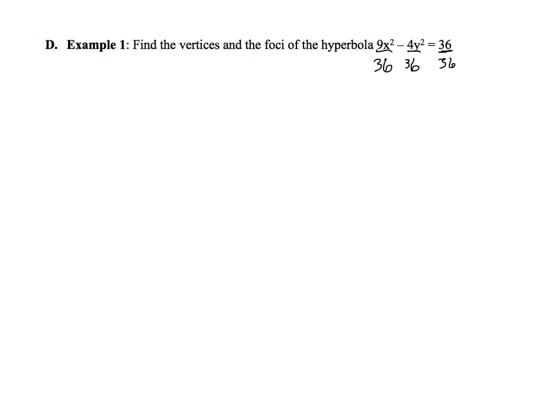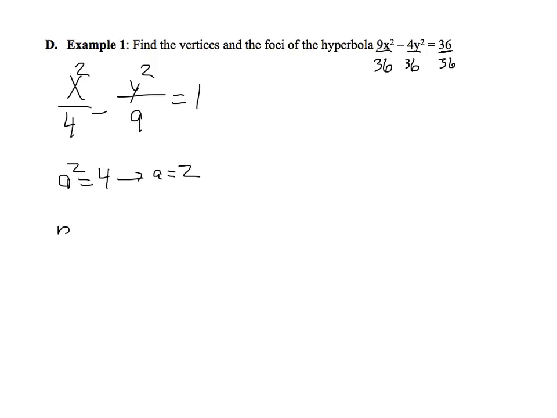So if I went through and I did that, I would have x squared over 4 minus y squared over 9 equals 1. And what I can tell from this is the following. A squared has to equal 4. The first part will always be a squared now, so that means a equals 2. Okay, I know that b squared equals 9. So b will equal 3.